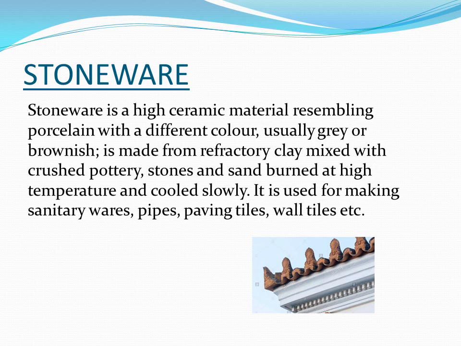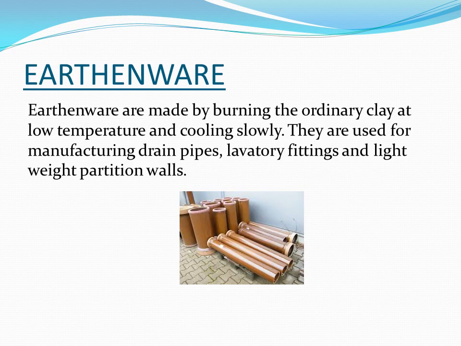The next comes earthenware. Earthenwares are made by burning ordinary clay at low temperature and cooling slowly. To check shrinkage, sand and crushed potteries are mixed with the clay. This also increases the toughness, hardness, and strength of the ware. That is earthenware. It is used for manufacturing drain pipes, lavatory fittings, and lightweight partition walls.